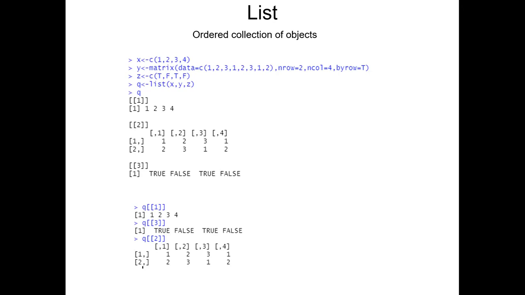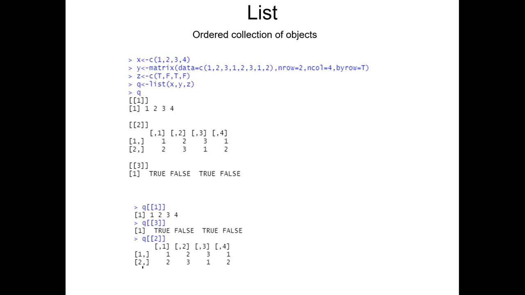And then I'm using the function list, and by separating the names of the objects you want to store within this list, I'm saving all that in this object called Q. And when you type Q at the prompt, or you run just the name, you'll get an image of what's in that list.